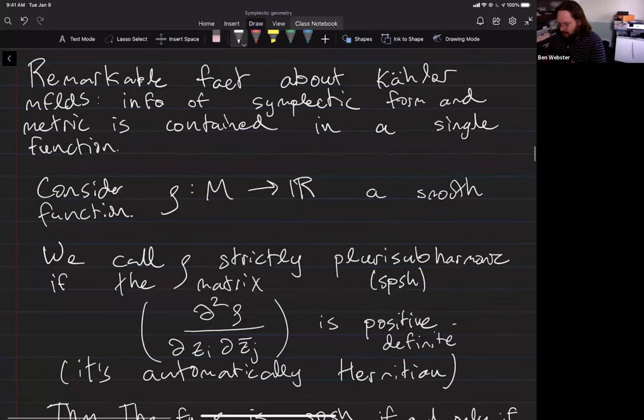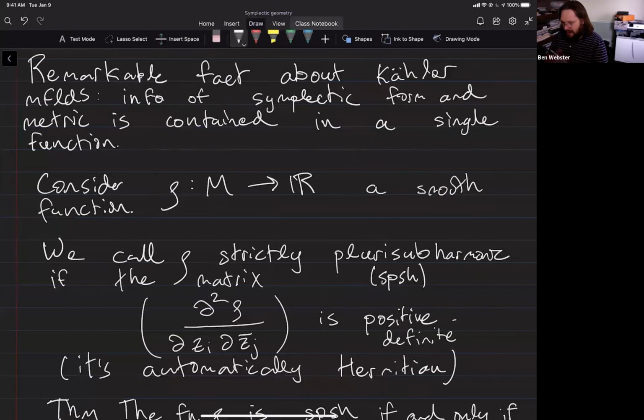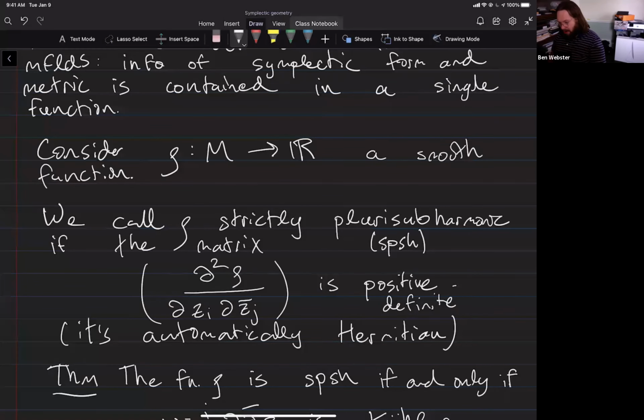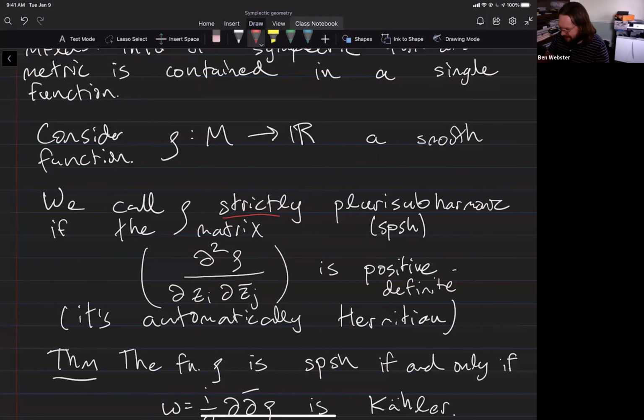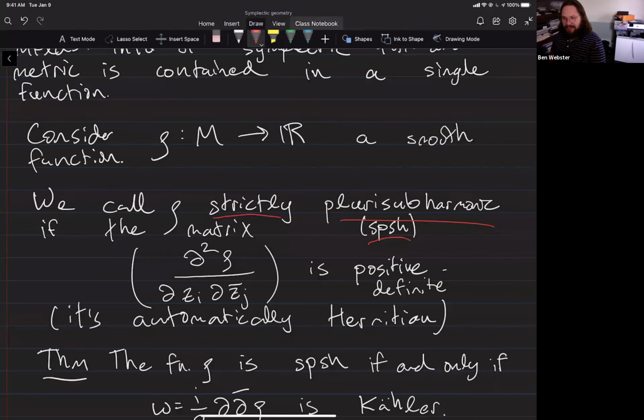So one of the really cool things about Kähler manifolds is you can actually describe all of this structure. You have to think of the complex structure as fixed at first, but the metric and the symplectic form can all be contained in one single smooth function. So consider a smooth function from M to R, and this has this horrible name, strictly plurisubharmonic, which I will always shorten as SPSH.